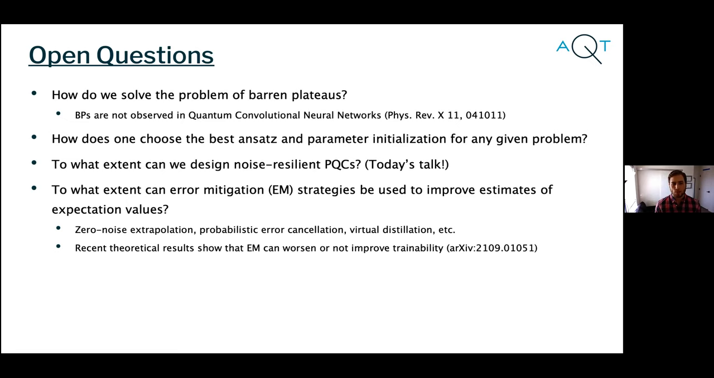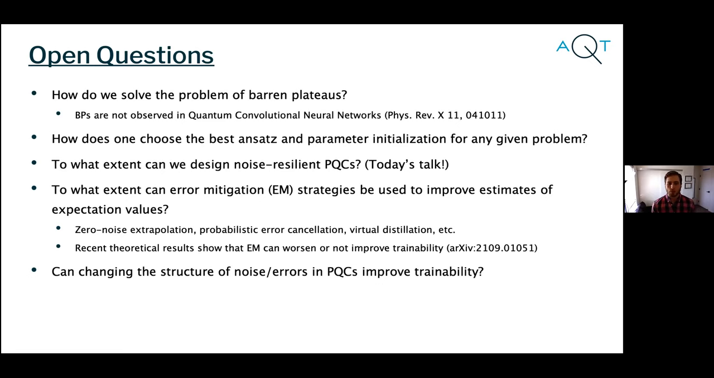Some recent theoretical results showed that error mitigation can actually worsen or not improve trainability, because you take resources put somewhere and you place them into the trainability aspect, and there's some exponential scaling there as well. So I think more work needs to be done to understand to what extent these error mitigation strategies can be used and whether or not they can help us.